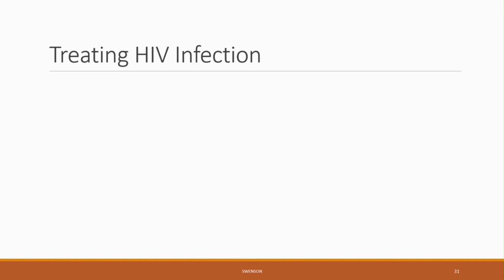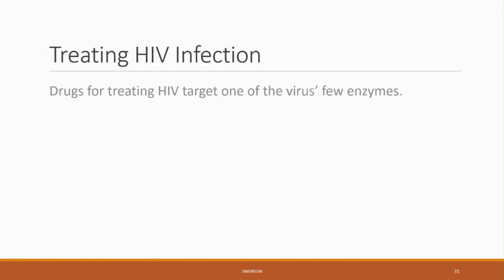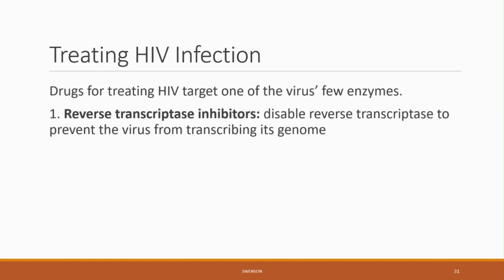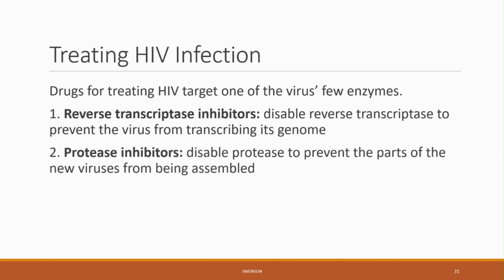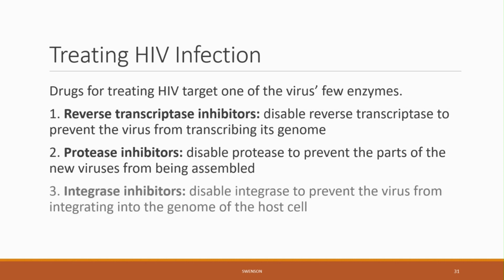Scientists use their knowledge of the different steps of the viral cycle to target HIV, including reverse transcriptase inhibitors, protease inhibitors that disable an enzyme called protease that is used in new virus assembly, and integrase inhibitors that prevent the virus from integrating into the genome of the host cell.